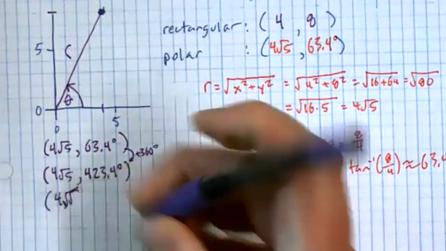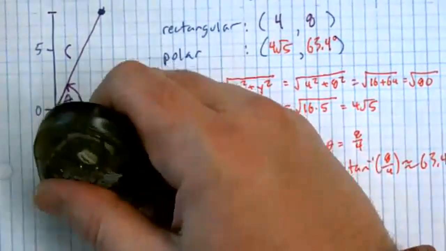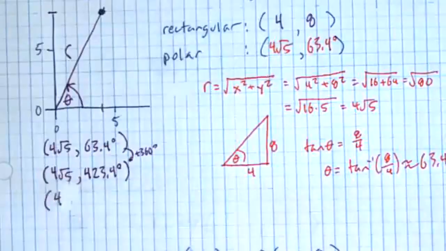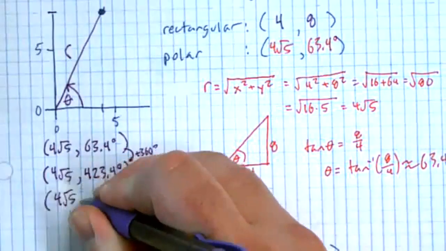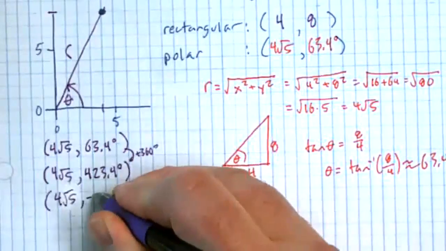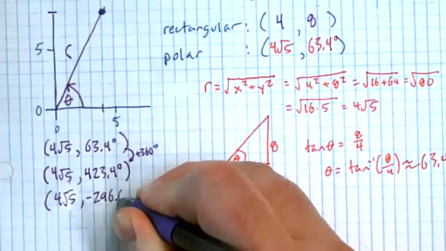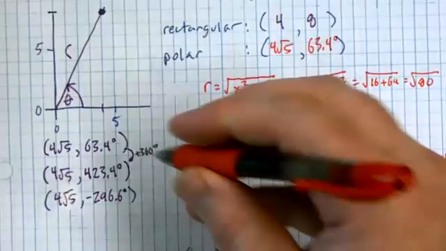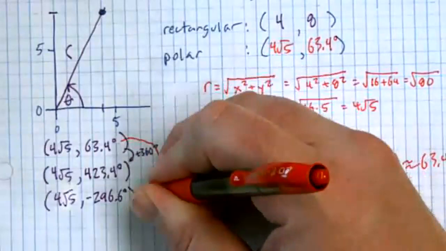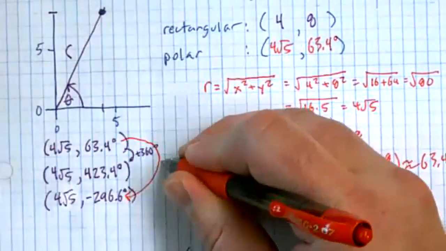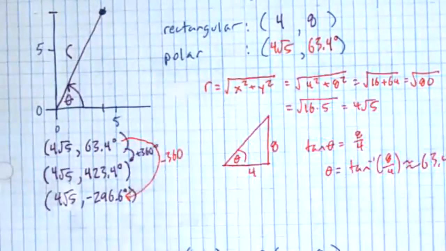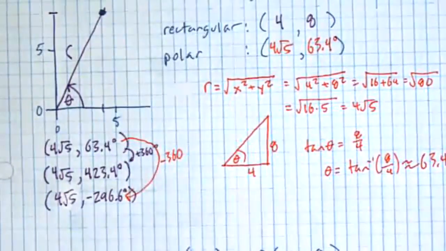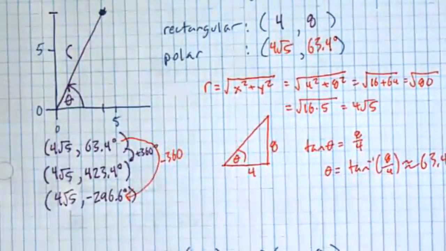Okay, hang on, let me catch up to you here. I'm having trouble writing radicals for some reason. 4 root 5, and can you say that again? Negative 296.6 degrees. So you're taking your 63.4 and doing what? Doing minus 360. Can we add and subtract some more versions of 360 to get it? Yeah, for sure.